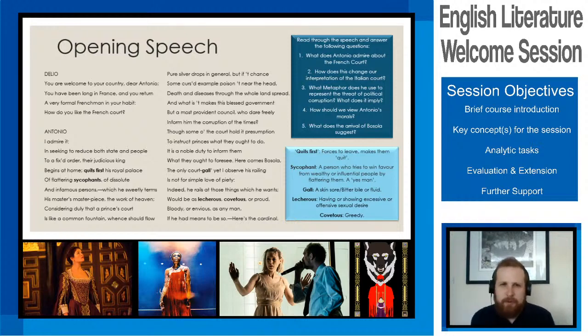So the questions here are: what does Antonio admire about the French court? How does this change our interpretation of the Italian court? What metaphor does he use to represent the threat of political corruption, and what does that metaphor imply? How should we view Antonio's morals? And what does the arrival of Bosola, who he describes quite negatively at the end here, suggest? I've given you some definitions of some key terms that you might struggle with. You might not. I just figured those were some that often make this a little bit confusing.